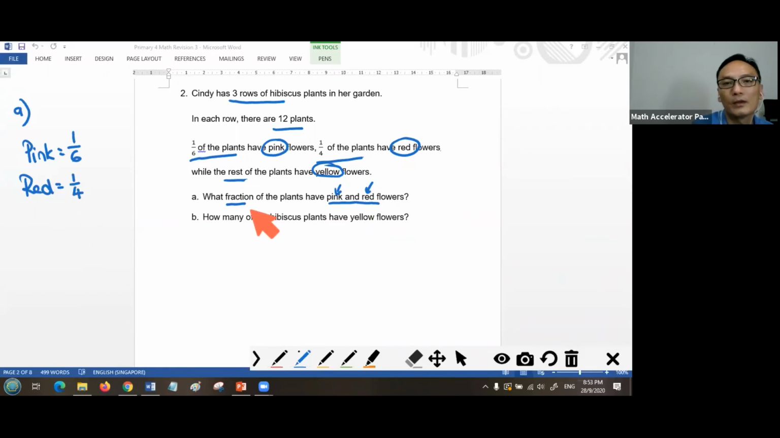So what's the fraction of plants that have pink and red flowers, right? So we have to add, right? So therefore, we have to add 1/6 with 1/4. Do you remember how to add or not? Right? We need to add. Do you need any clues from me?